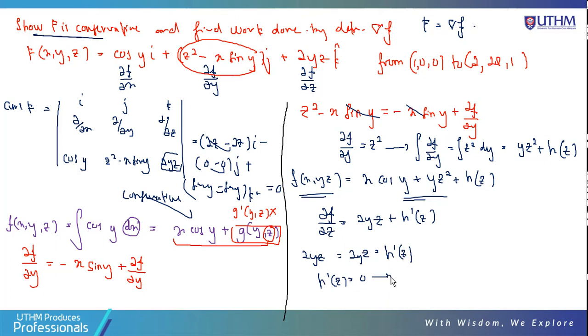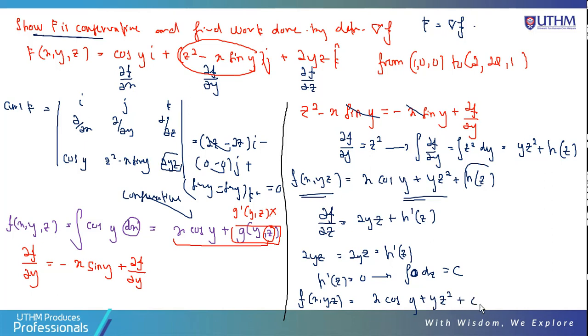So integrate 0 dapat apa? Tak ada z. Integrate 0 dapat c. So hz ni adalah c. So the final answer, kita dapat hz equal c. So your final answer adalah f x y z equal x cos y plus yz kuasa 2 plus c.